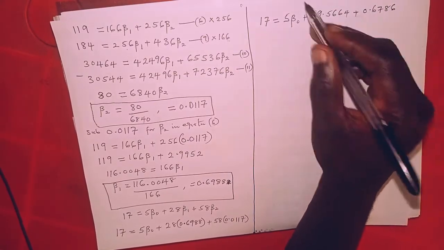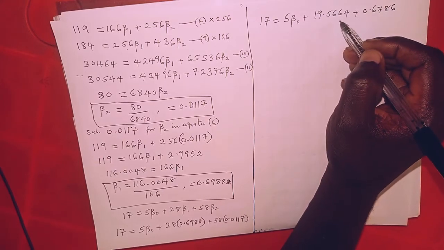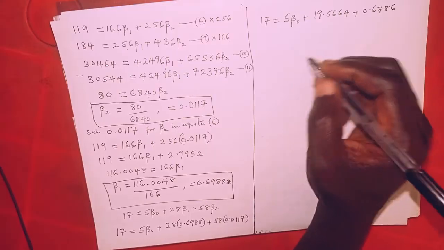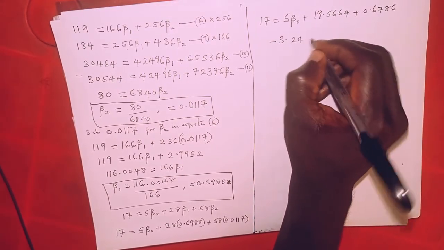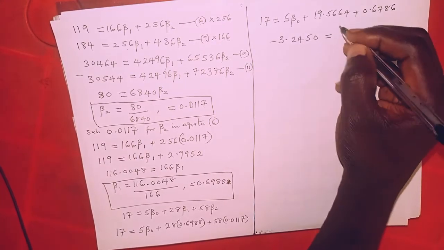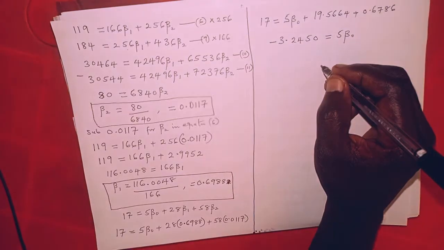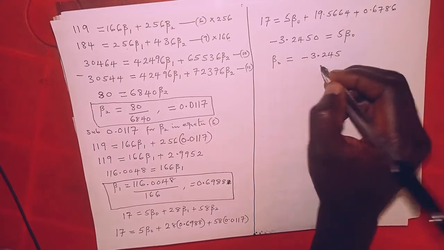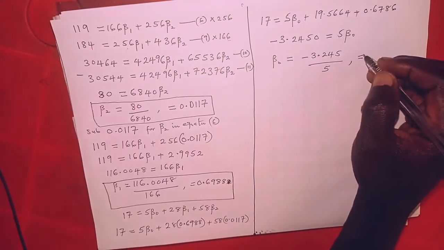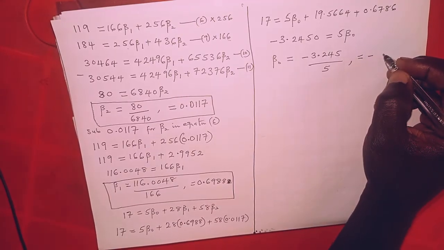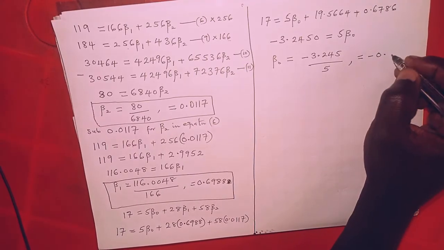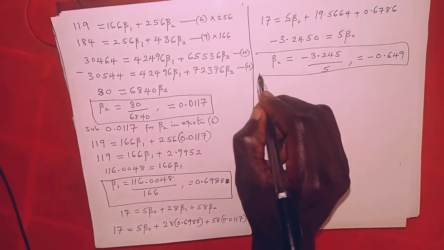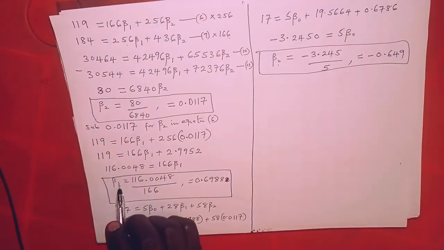0.6786. So we take all these values outside here. We have 17 minus 19.5664 minus 0.6786. So if you calculate it that way, that would definitely give us a negative value, which is minus 3.2450 to be equals to 5 beta naught. Making beta naught the subject, we're going to have beta naught equals to minus 3.245 divided by 5, and this will give us a negative result, which is minus 0.649. So this is the value of beta naught. Now the values of the 3 parameters are known: beta naught, beta 1, and beta 2.